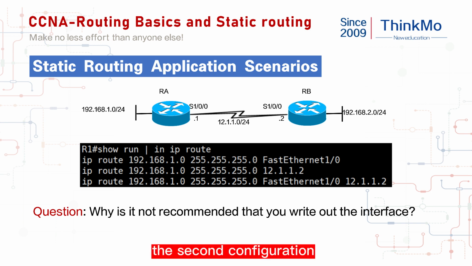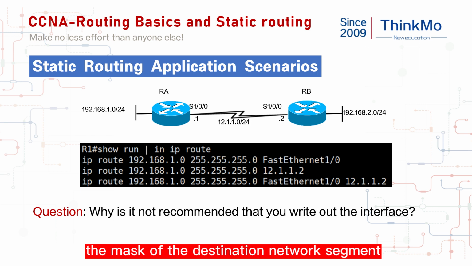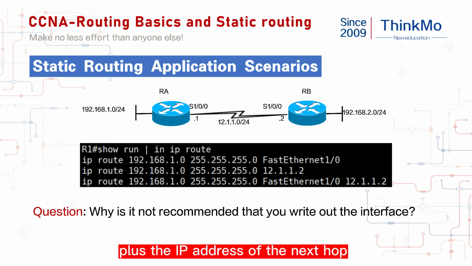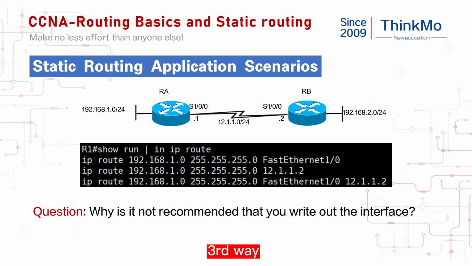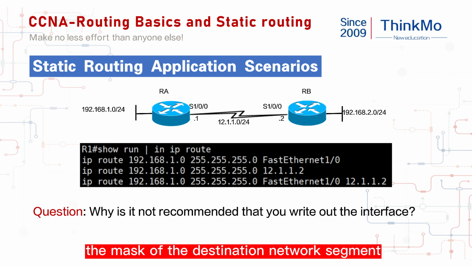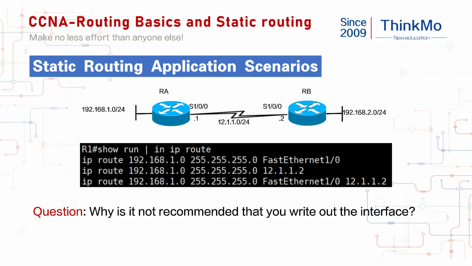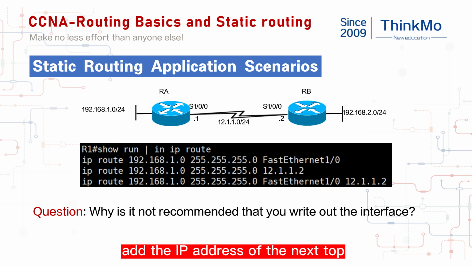The second configuration: destination segment, the mask of the destination network segment, plus the IP address of the next hop. Third way: destination segment, the mask of the destination network segment, plus the outgoing interface, and add the IP address of the next hop.